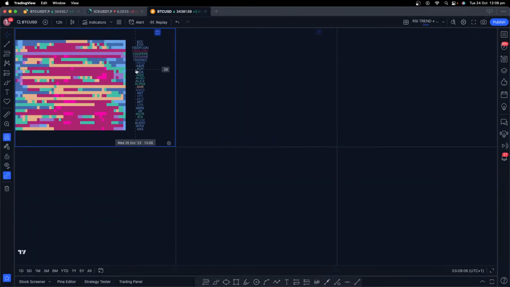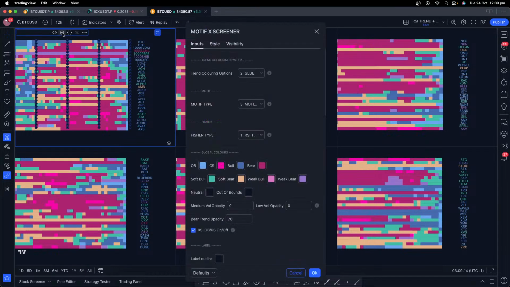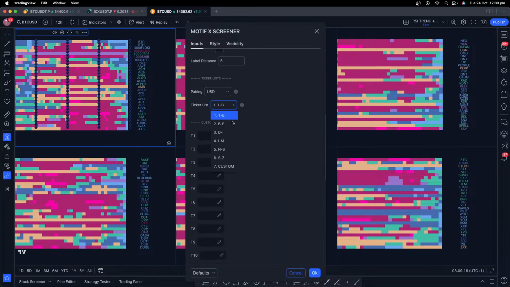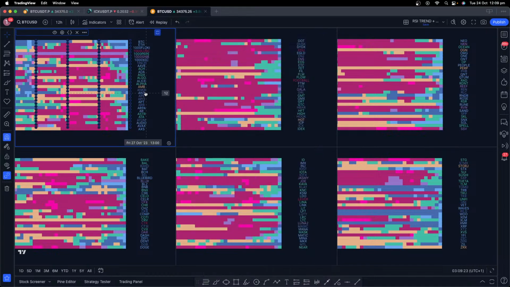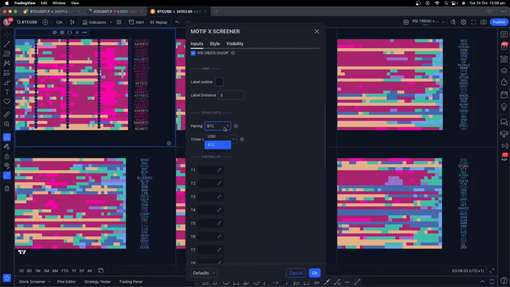And you're basically seeing 180 assets across here. The beauty of this is they're all built in, so you would choose them from the list down here. You can change the pairing from USDT to BTC, so now you'll get these against Bitcoin like that, so you can see the strength relative to Bitcoin as well. They're all built in, so you don't have to put these in yourself.